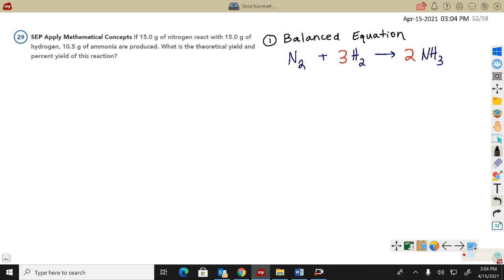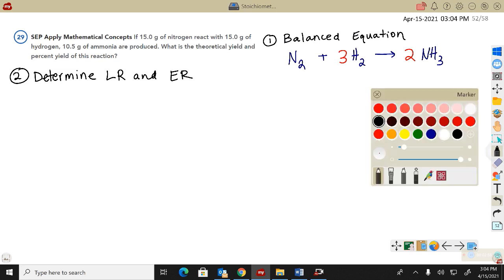And so I can't do anything with those grams. So we're going to turn them into moles. This will be step 2. Determine the limiting reactant and excess reactant.